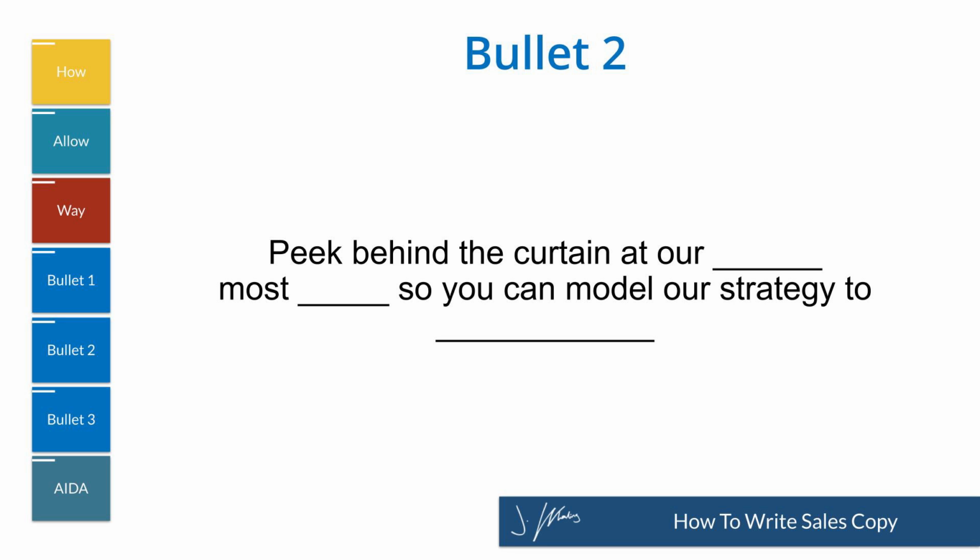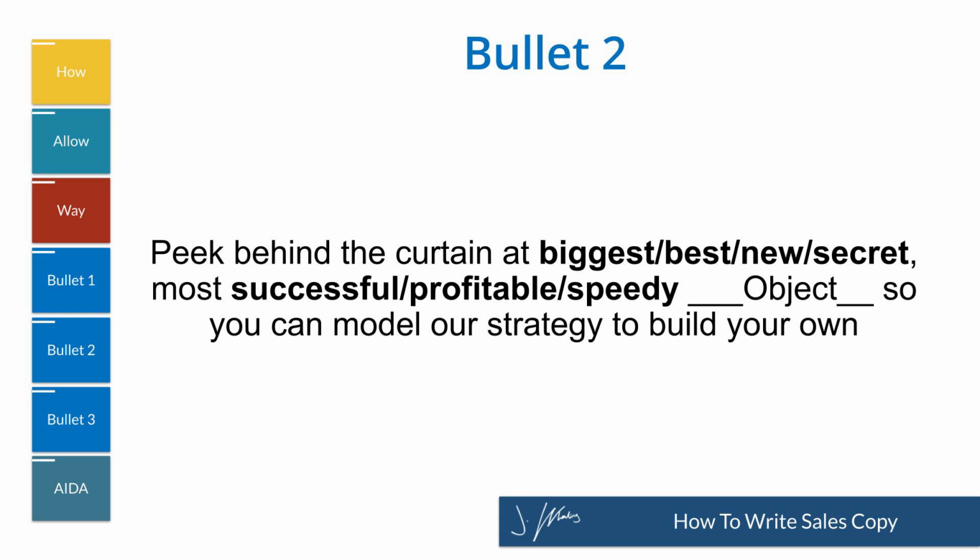So our second bullet point here is going to be peek behind the curtain at our, fill in the blank, whatever you want to call it, most blank, so you can, again, model our strategy to blank, right? So let's go ahead and fill this in. Peek behind the curtain at the biggest, best, new, secret, and then most successful, profitable, speedy, and then fill it in with whatever the object or unique mechanism is, so you can model our strategy to build your own, right? And I just filled in build your own because that works in a lot of niches, but you of course can tweak it to whatever works for you.